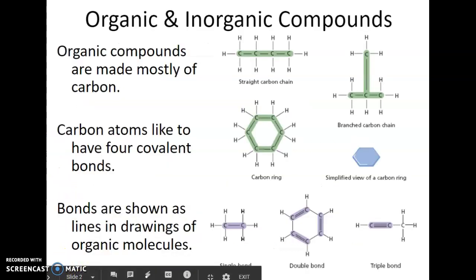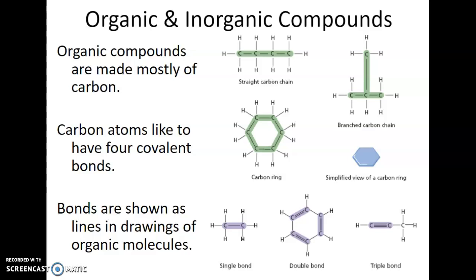So the first bullet point is to distinguish between organic and inorganic compounds. Well, organic compounds contain carbon and other elements. If there's no carbon, it's not an organic compound. That's the easiest way to look at organic versus inorganic. Most of the chemistry we look at in biology will be organic chemistry. Carbon atoms, therefore, take a special role.